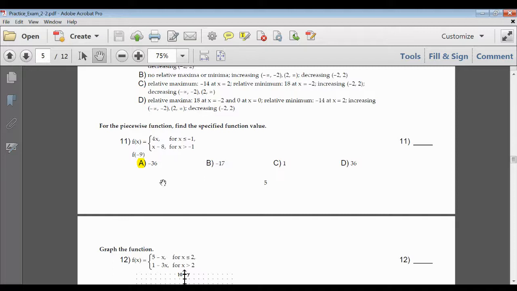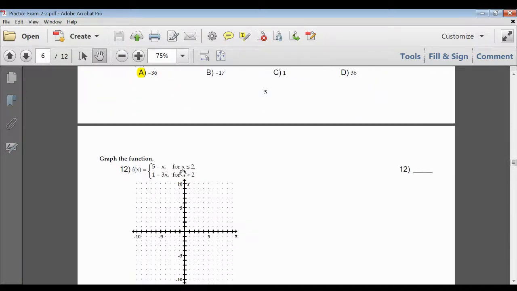All right, number 11, find f of -9. What you've got to do here is find out in which one of these ranges -9 fits. Well, -9 obviously is not greater than -1. It's less than -1. So if it fits in this range here, it's telling me to use this specific function. If I had a value like x equals 5 or 4, I would be using this function here. But -9 is less than -1, so I'm using this particular function. 4 times -9 is -36.